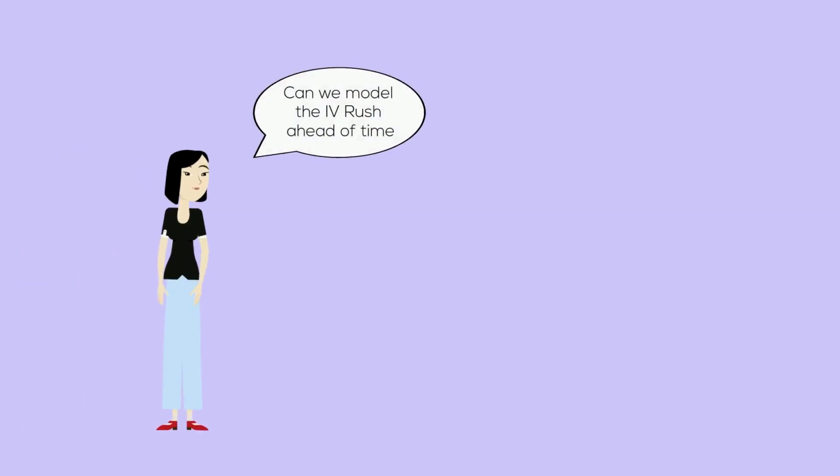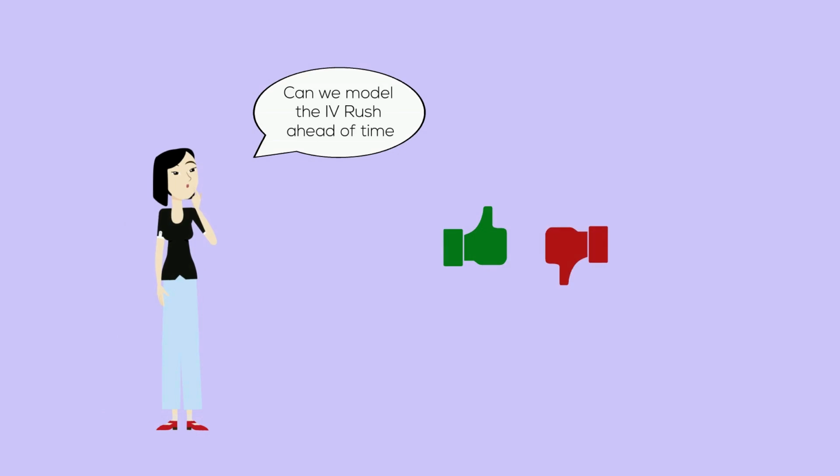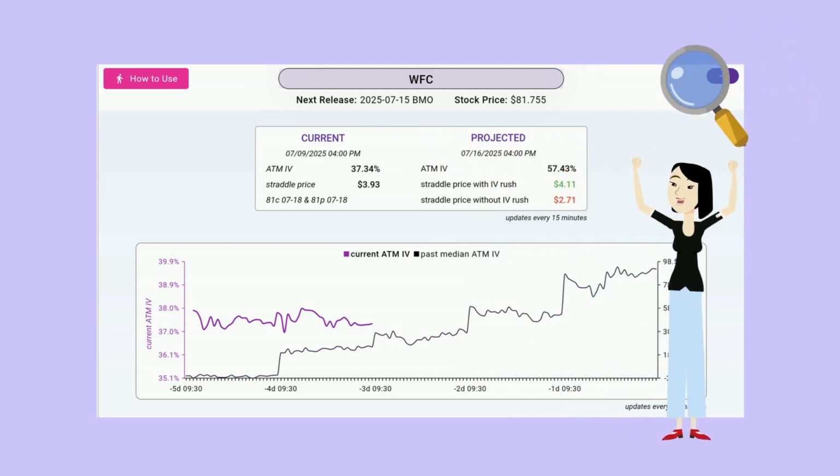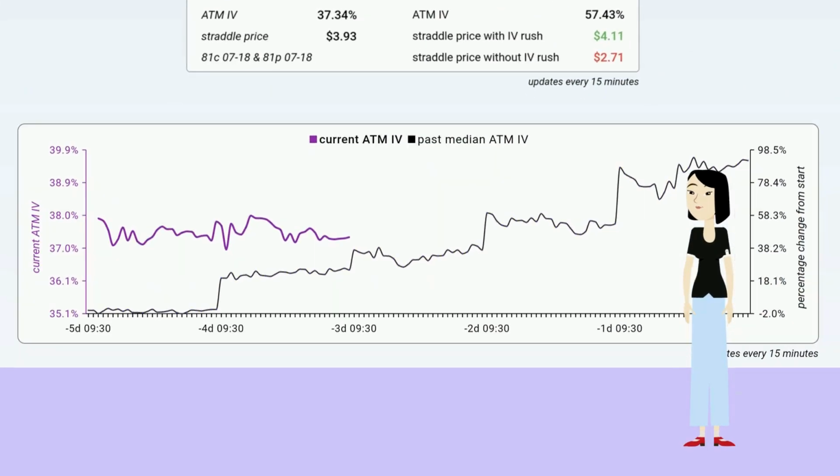So we asked, can we model the IV rush ahead of time and help traders see if a straddle is actually worth entering based on projected IV behavior? That's exactly what this tool does. Let's take a look. Let's start with the main chart.